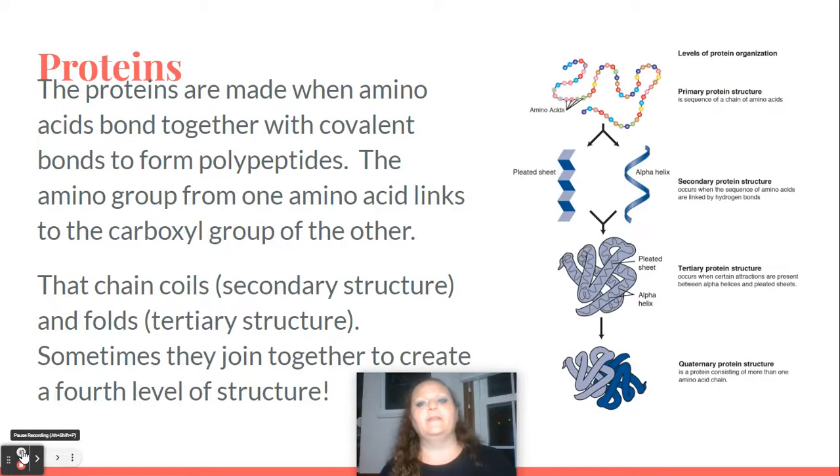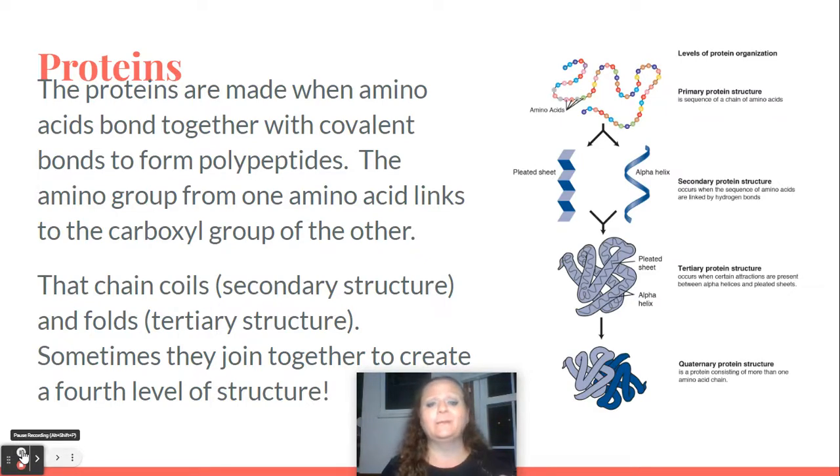So, when I told you that the amino acids end up looking like a string of beads, you can see that in the picture on the right. And that's the primary protein structure. It eventually is going to twist into an alpha helix, or it'll form a pleated sheet. And then it's going to twist up even further and fold on itself, and then it's going to join with other folded amino acid structures. This is what gives us the protein.